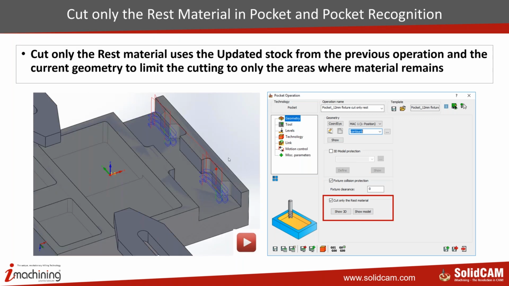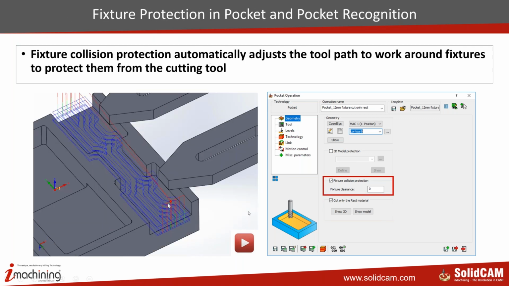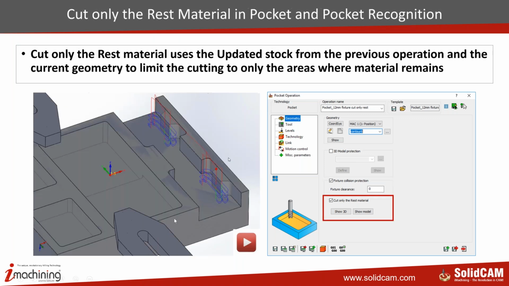And let's assume we have put the top clamps and generated the program, and after that you want to move the clamps to a different position and cut only the left out material. You can just copy paste the same strategy, and we have a function to cut only the rest material. Then automatically it will machine only the left out stock after moving the clamp to a different position.